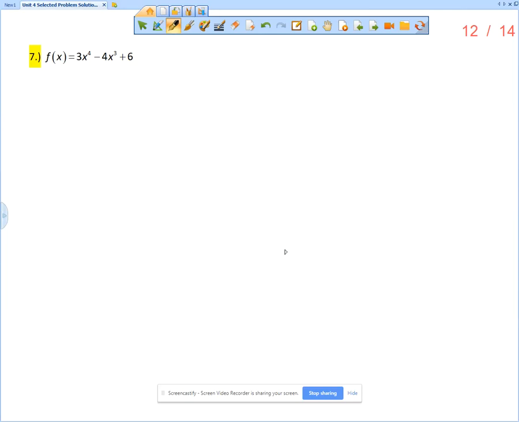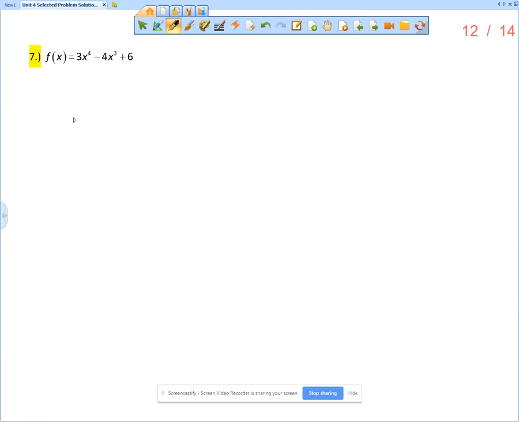This is the solution video for section 4.4, problem number 7. In 7 and 8, find the local extreme values using the second derivative test. All right, so the second derivative test says if f prime of c equals 0 and f double prime of c is greater than 0, less than 0, or equal to 0.